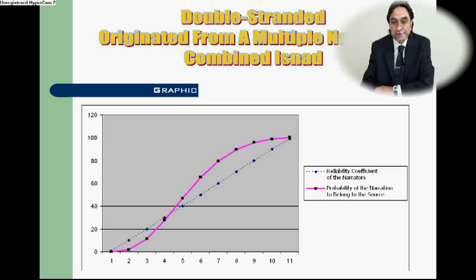For the system in this type of isnad depends on the reliability coefficient of a single narrator. Consequently, this factor prevents the curve indicating the probability that the narration belongs to the source to which it is attributed from following a path above the straight line of the reliability coefficient of narrators in isnads which have one strand.